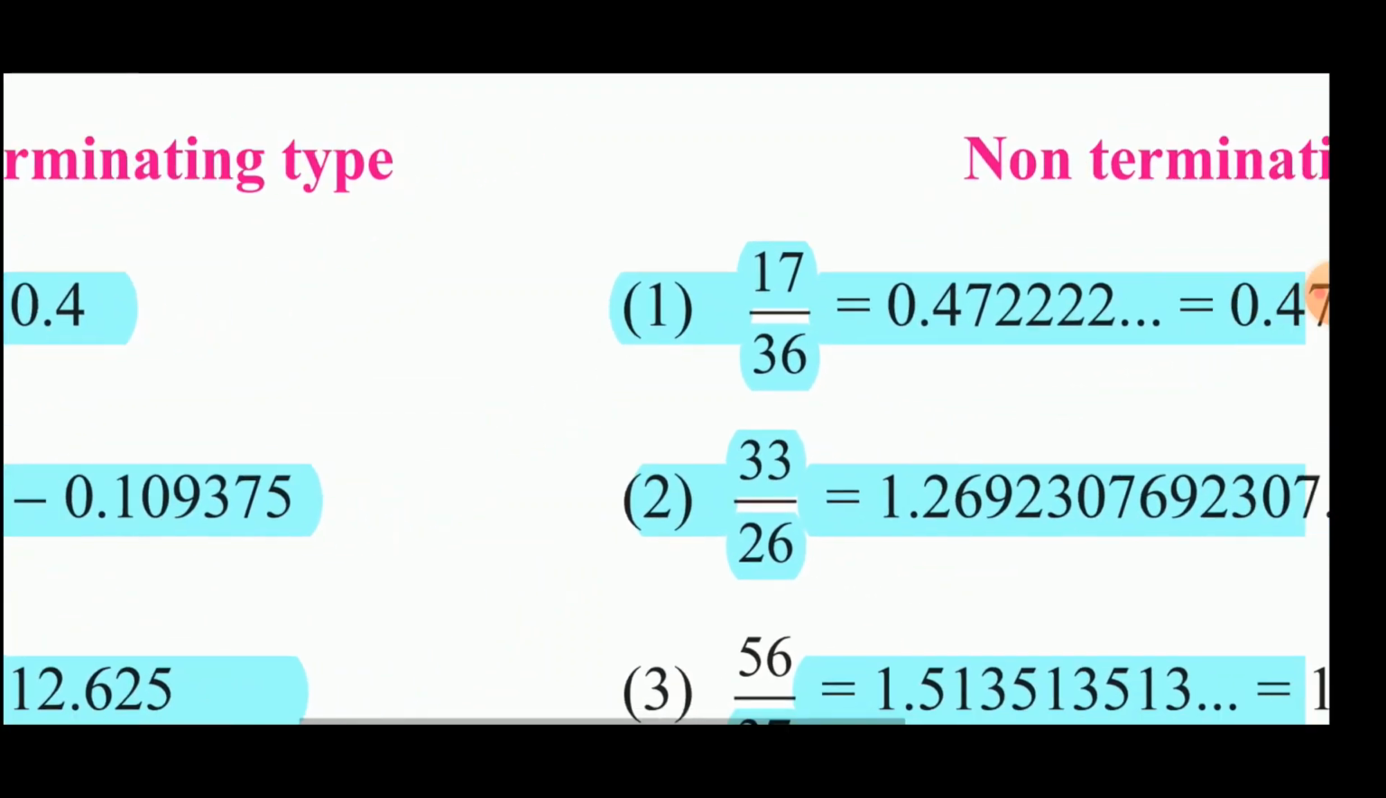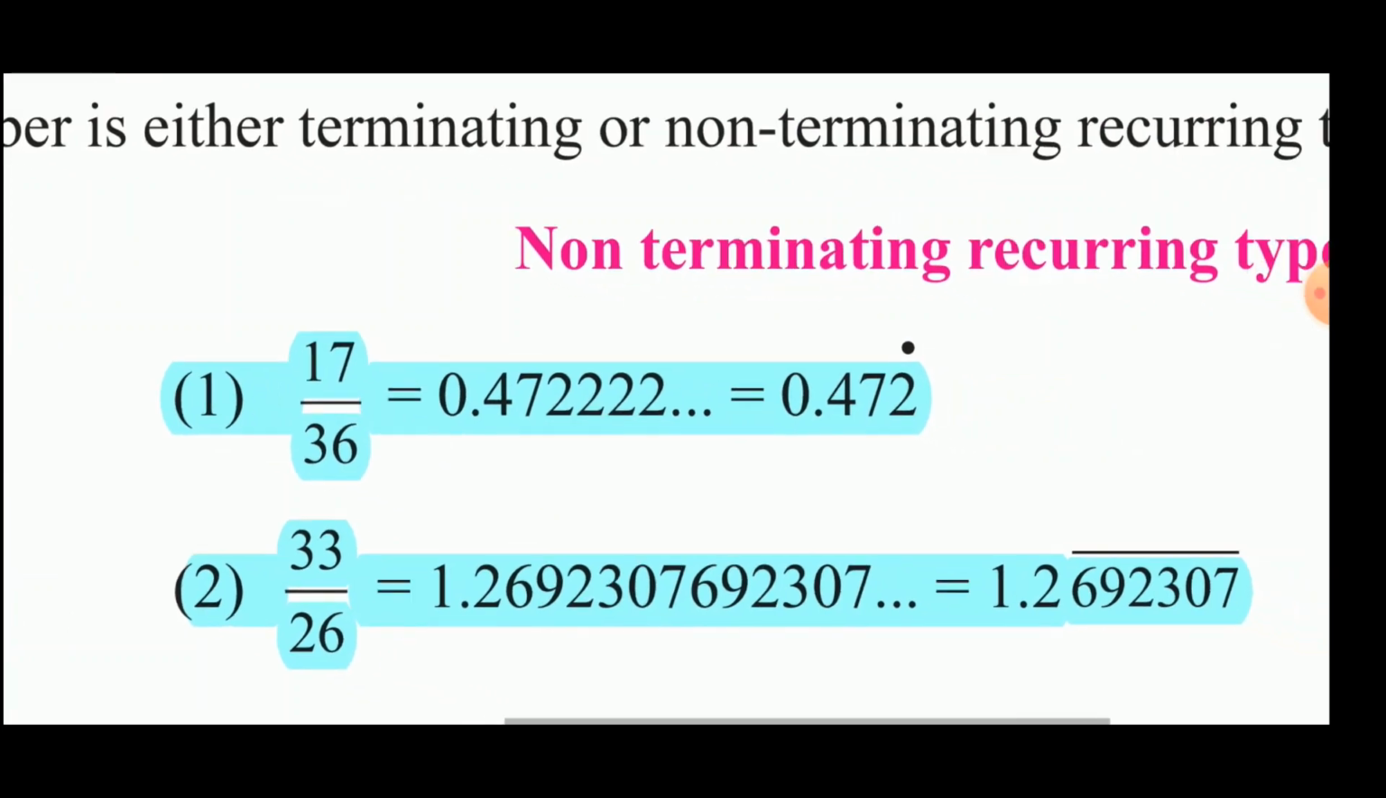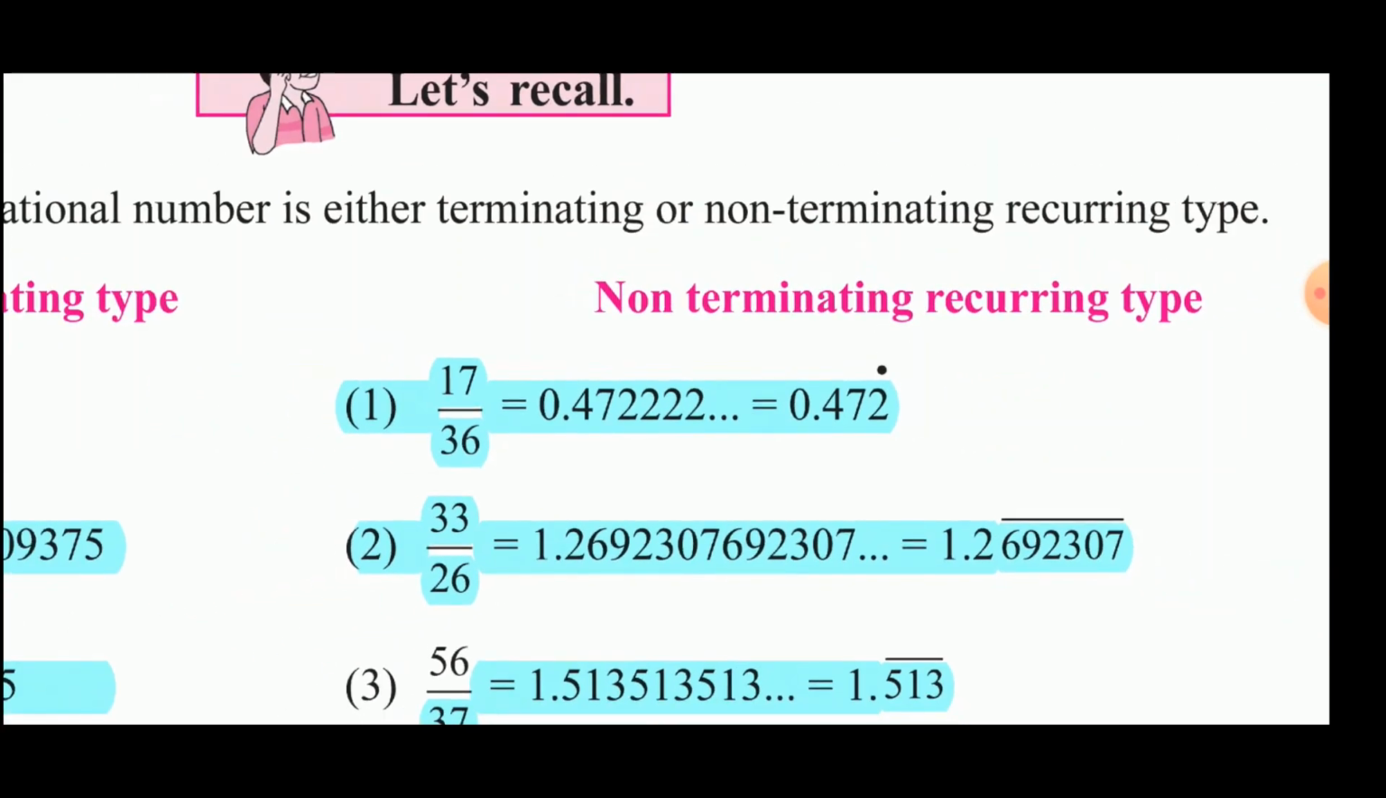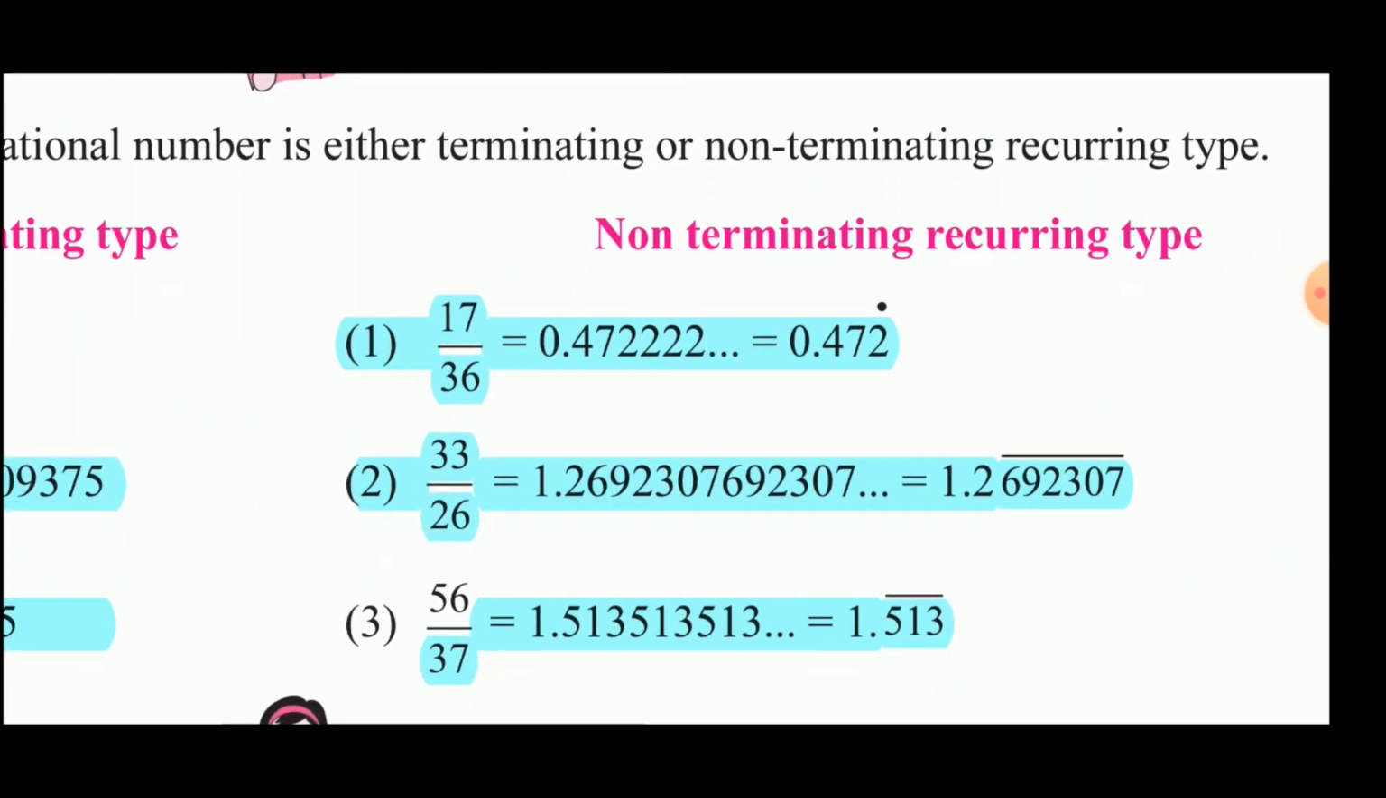Now let us see the non-terminating recurring type decimal forms. Now here in this example, you see the first one, 17 upon 36. The decimal form of it, you find out. So you will get 0.472222 and so on. This means what here? You keep on getting the quotient 2, and the division does not come to an end. So this type of decimal form of the number is called the non-terminating recurring type.